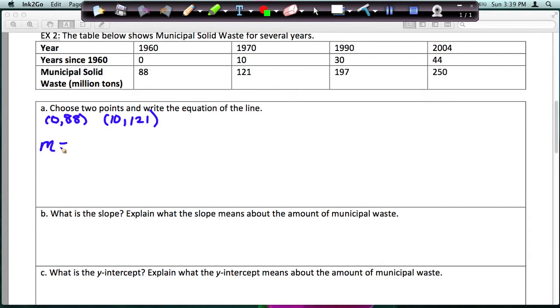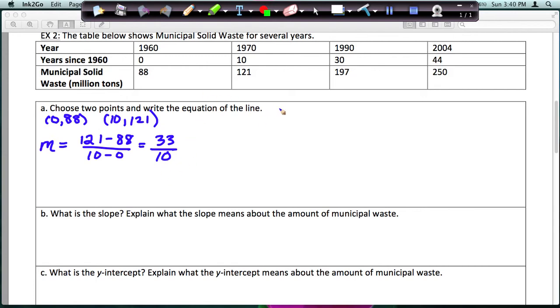So remember, change in y. So 121 minus 88 over change in x. So 10 minus 0. You want to go ahead and do this subtraction, and you get 33 over 10. And you can leave it like that. Later I might reduce it over 1 when I go to interpret the slope. But this is our slope, 33 over 10.